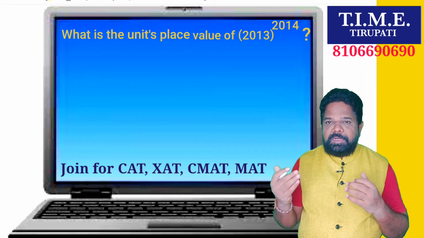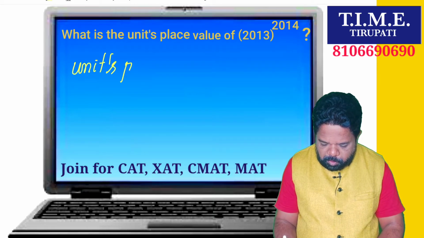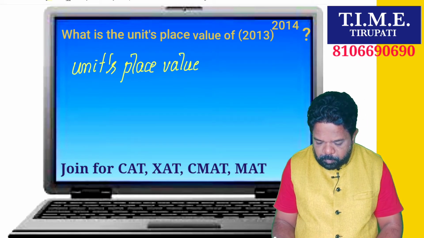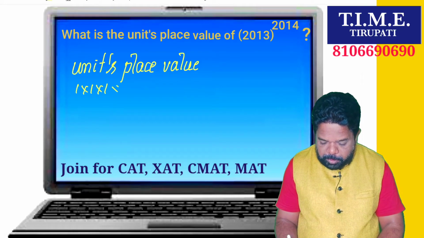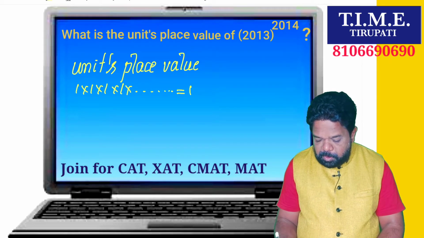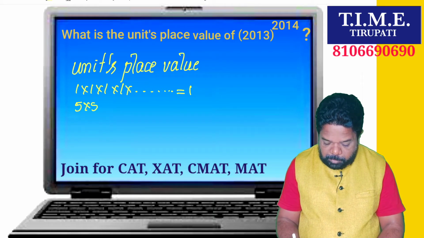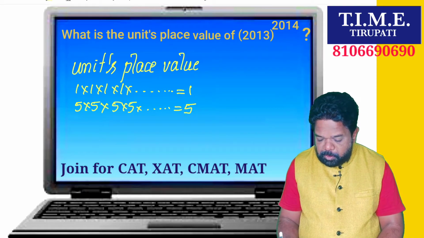Here we observe only the units place value. Suppose it is 1. Then 1 into 1 into 1 into 1, if you multiply infinite number of times, what is the units place value? 1. Similarly, 5 into 5 into 5 into, if you multiply infinite number of times, we get the same digit as units place value, 5.